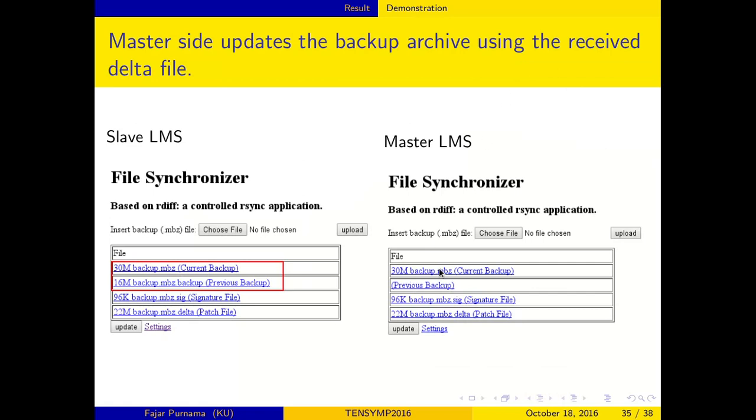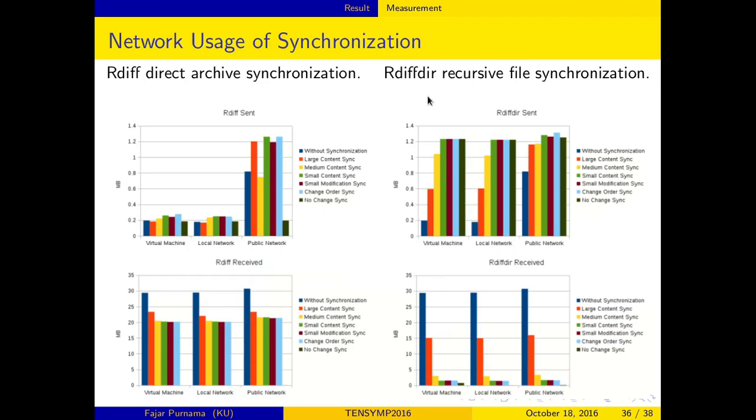On the other hand, Rdiff Dir recursively synchronizes the files. Rdiff Dir dives into the backup archive inside the compressed file and identifies what is inside the archive file, and then it synchronizes the files one by one recursively. Rdiff Dir goes deeper, whereas Rdiff only does it directly without going inside the archive itself. We found different results though. Before showing the detail of the result, the overview of the result is that using this course synchronization method, we will have a more efficient network usage compared to not using synchronization.